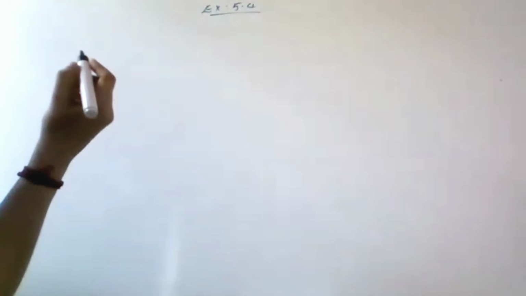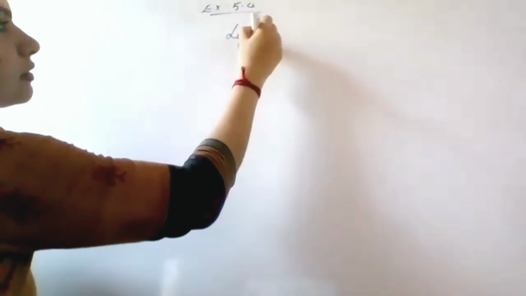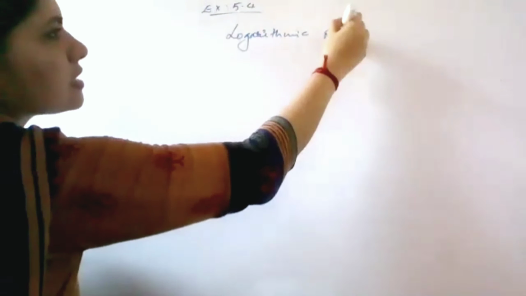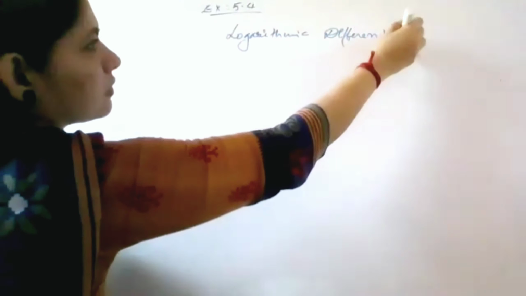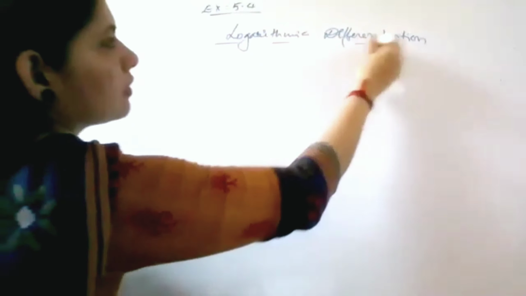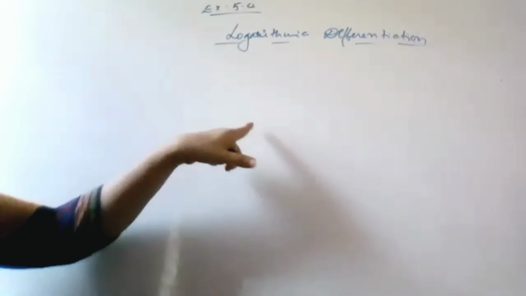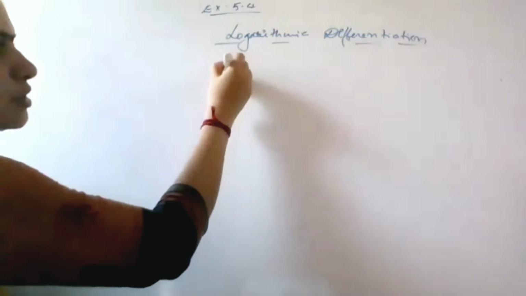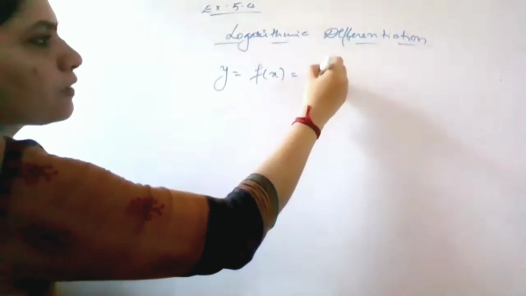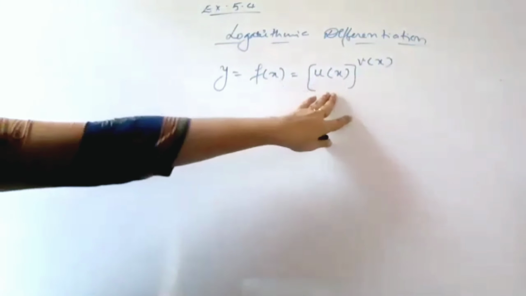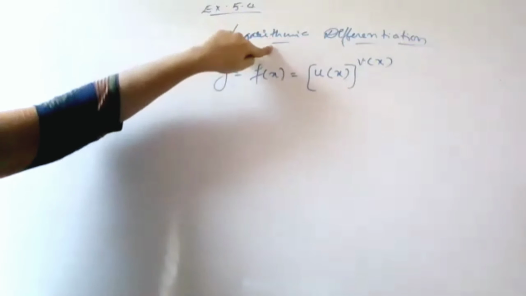Next topic is logarithmic differentiation. This is useful when you have a function, and to the power of that you have another function of x. That means suppose your function is y is equal to f of x, whose form is u of x the whole raised to v of x. When you have a function like this, you will use logarithmic differentiation.